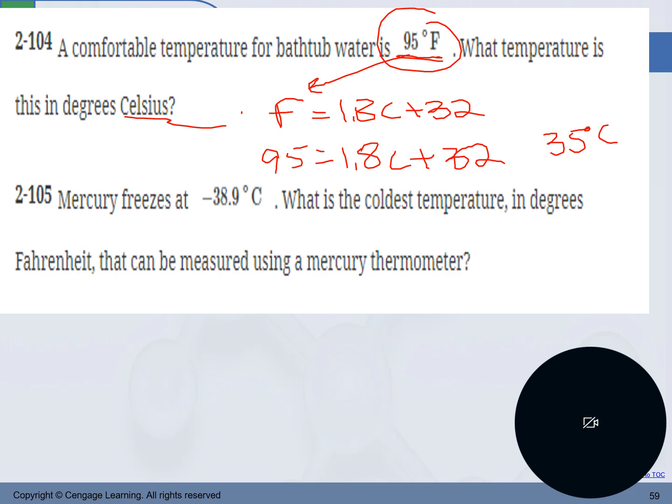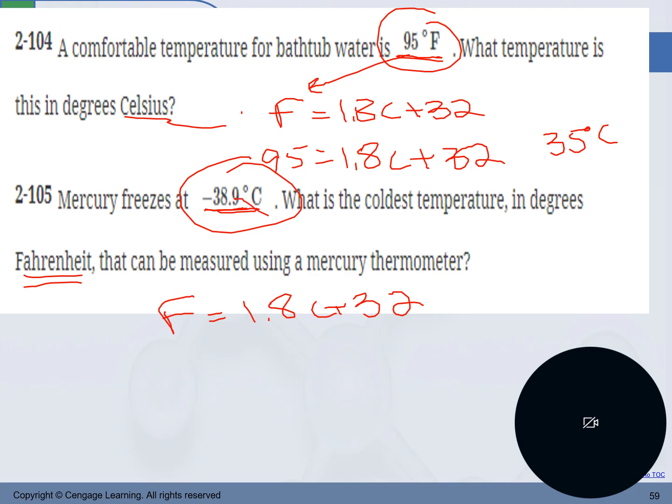Here's another one where we're at our Celsius and we want our Fahrenheit temperature. So again, here's our equation. Plug this right in here. So 1.8 times negative 38.9. Sorry about the chicken scratches there, plus 32. And for 105, you should end up with negative 38 degrees Fahrenheit.